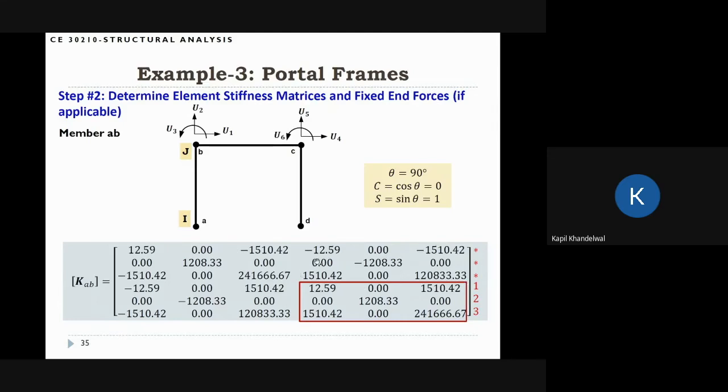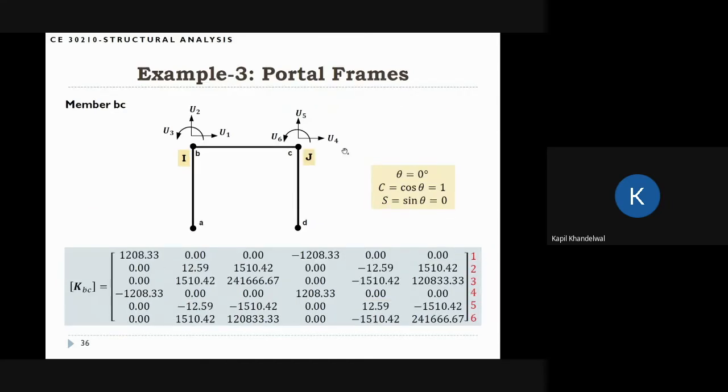If you're doing this for the exam, you don't have to write down all the entries. You can just put this block here. And it is symmetric, so you can just put 1, 2, 3, 4, 5, 6 numbers here, and the rest of the numbers come from symmetry. So you can be a little bit efficient when you're doing problems in the exam or even for homework. This is the calculation for member AB.